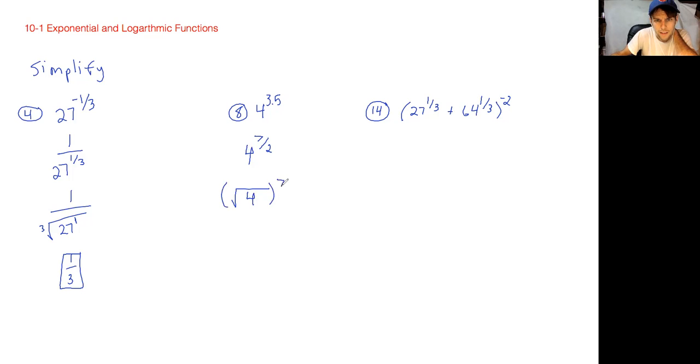And I'm going to raise that to the 7th power. Now again, I could raise that exponent on the inside, but then I'd have a pretty large number that I would have to take the square root of. So it's a little easier for me to first apply the square root, then raise it to the power. So the square root of 4 is 2. 2 to the 7th is 2 times 2 times 2, 7 times, which is going to be 128.